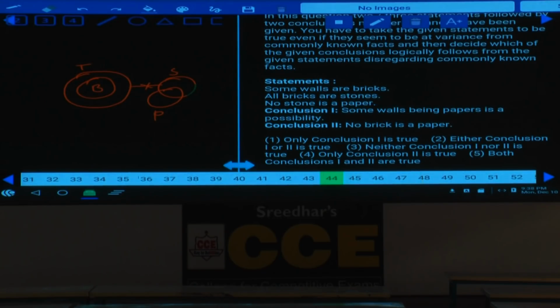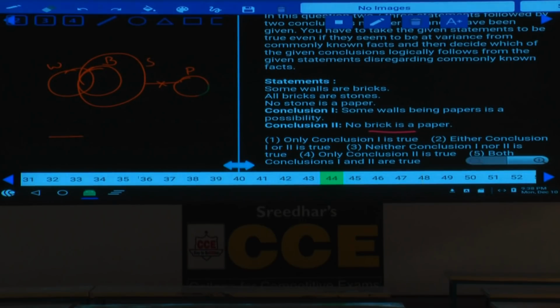Now question number 44. Some of the walls are bricks, which can be written like this, and all bricks are what? All these bricks are what? All bricks are stones, and no stone is a paper, no intersection between stone and paper. Then first conclusion, some walls are papers is a possibility. First let us finalize the definite conclusions, then only we should go for alternate, then only we should go for possible conclusions. No brick is a paper, definitely true as of now.